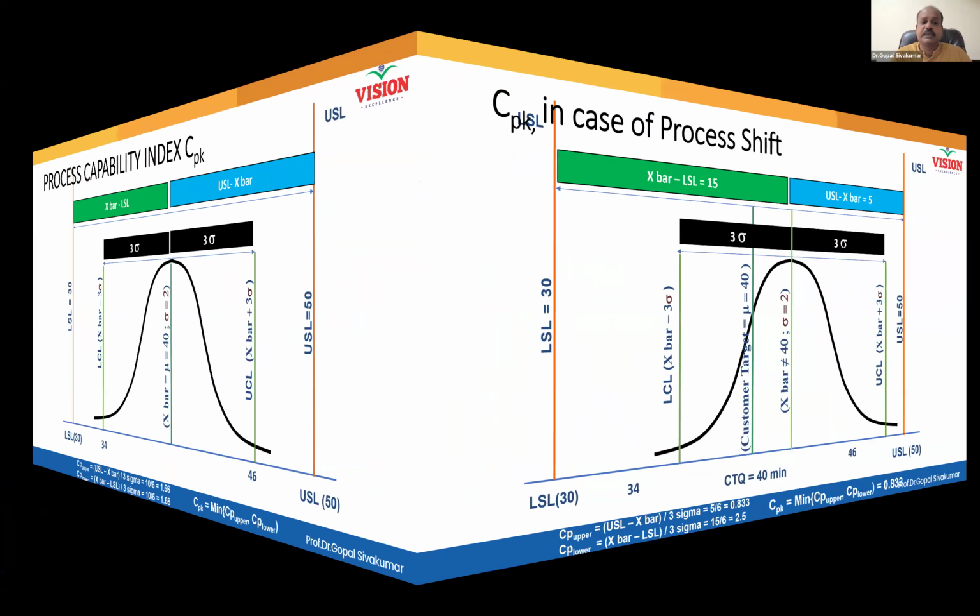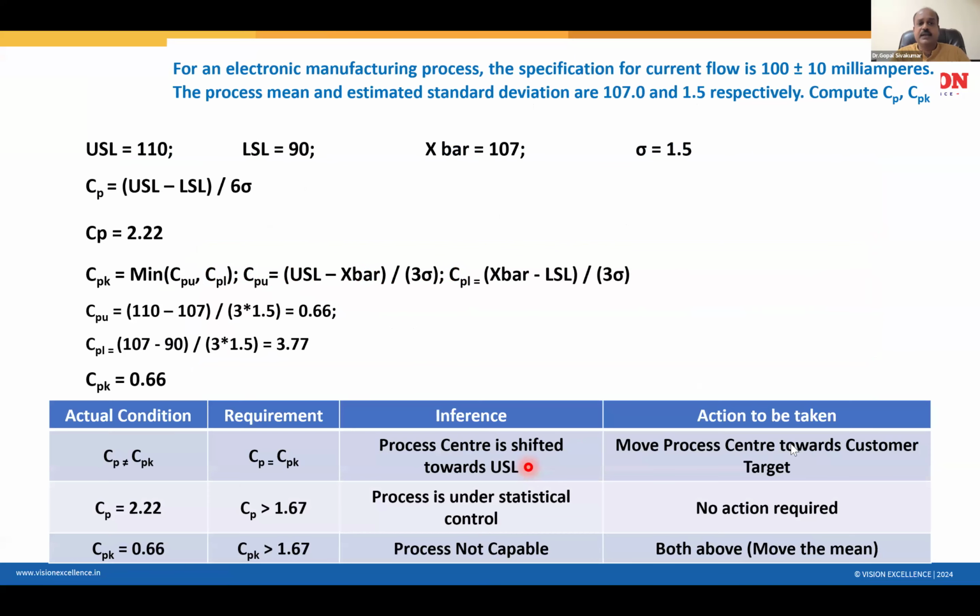Okay, now let's take one simple example, and see here an electronic manufacturing process. The specification for the current flow is 100 plus or minus 10 milliampere. Target is clear, upper spec is clear, lower spec is clear. The process mean and process standard deviation are 107 and 1.5. Now calculate the CP and CPK, with the same formulas. Don't worry, you can feed all this information into Minitab and generate the report, but for knowledge gaining, I am showing it here.